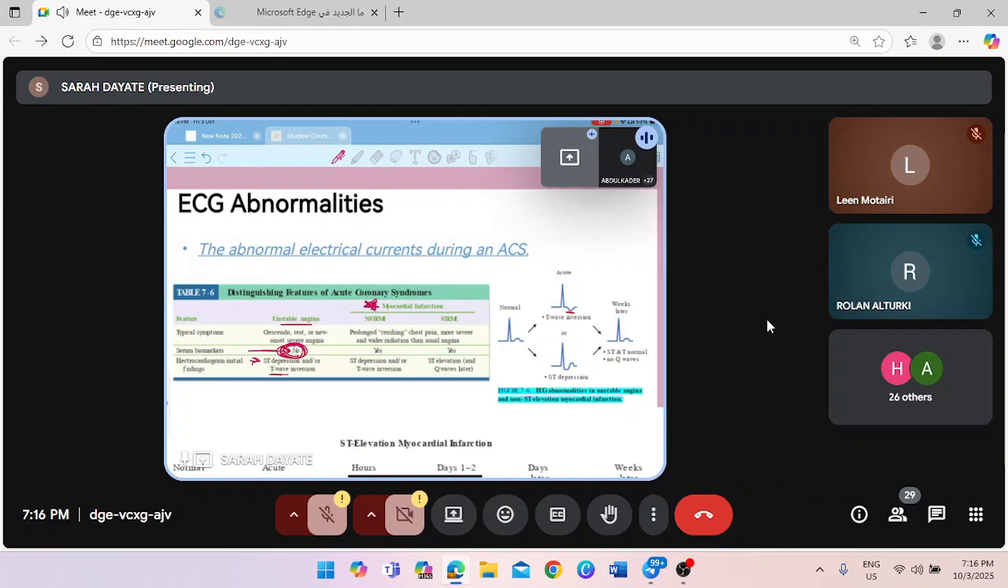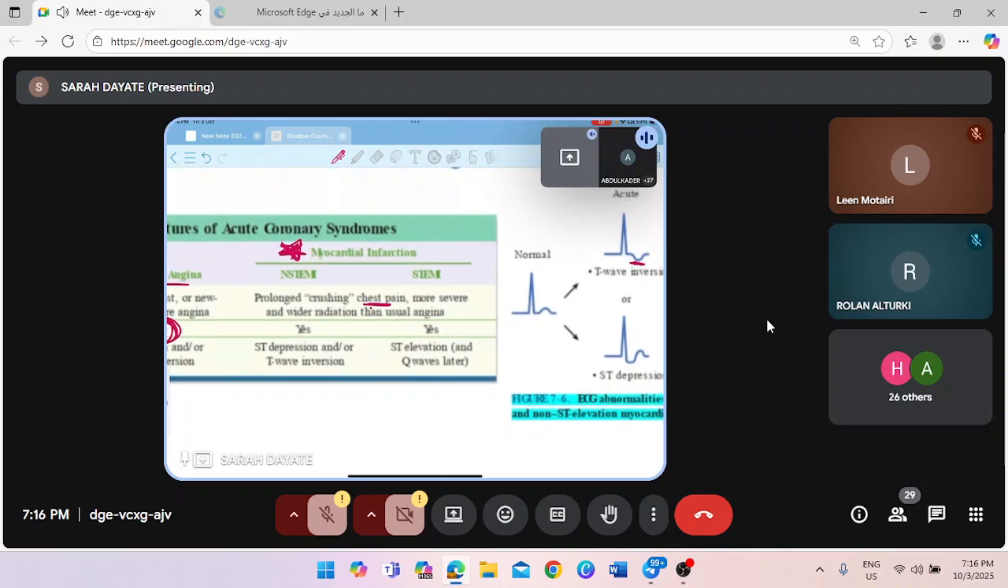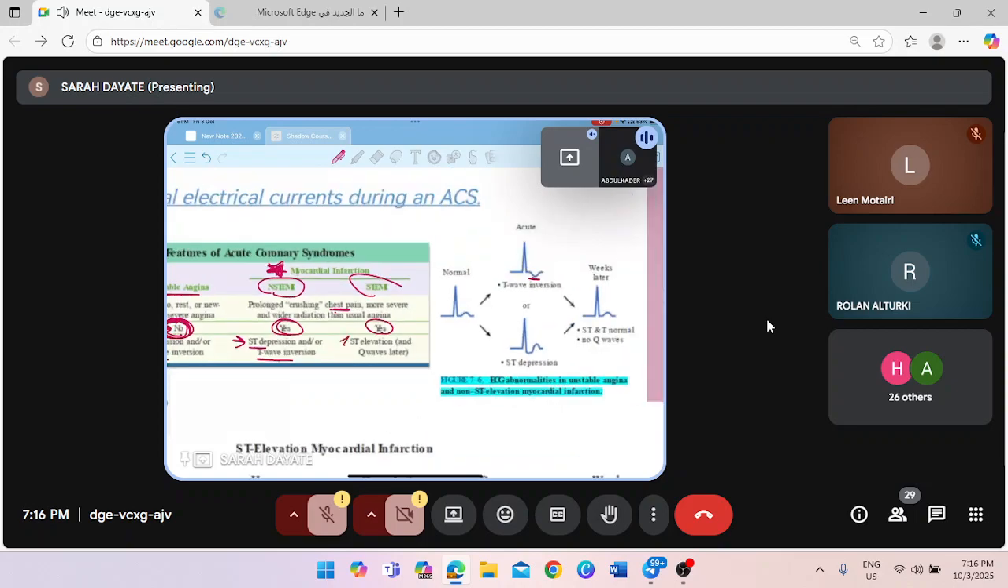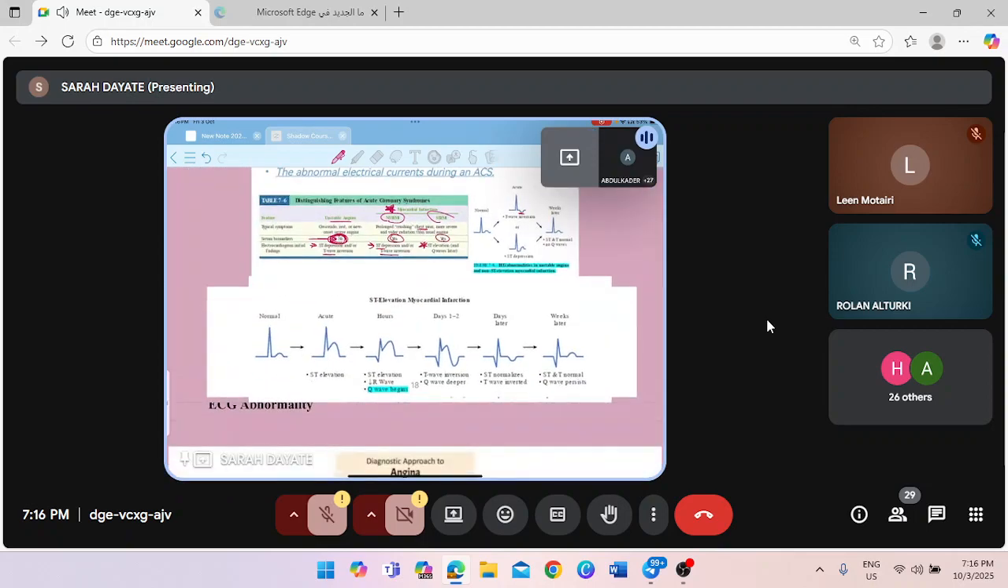Okay, when the infarction has started, we get non-STEMI or STEMI. This is where you get chest pain, with wider radiation than usual angina. The biomarkers will be raised in both of them, but to differentiate between non-STEMI and STEMI: non-STEMI means there is no ST elevation, which means there's ST depression or T wave inversion. But in the STEMI, there is ST elevation and later the Q wave. So here you can see the elevation after the myocardial infarction.